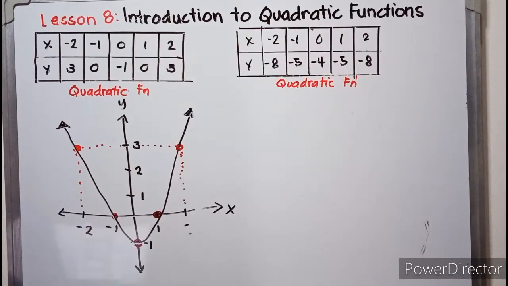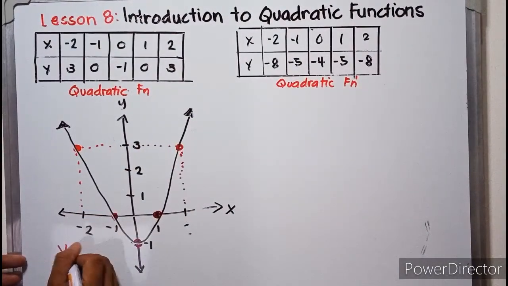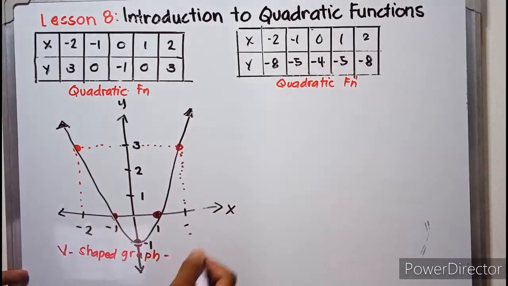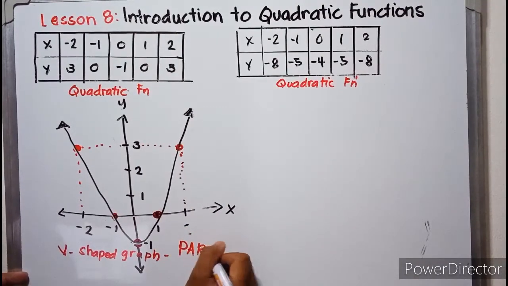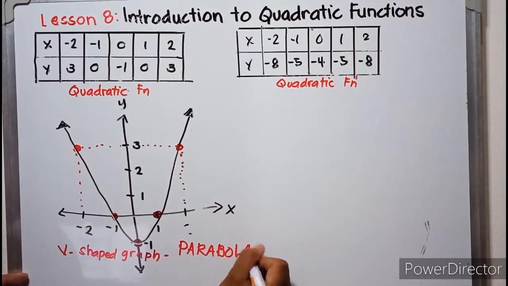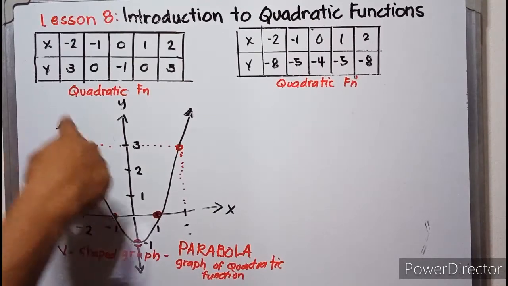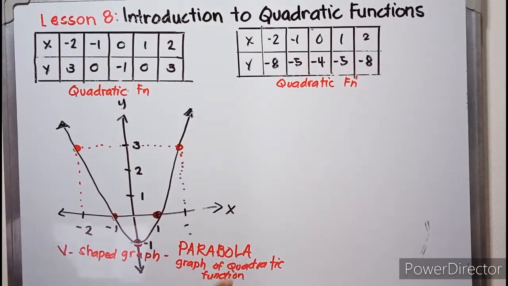Now, what can you notice in our graph? What shape of our graph do we have? So it is a V-shaped graph. Okay, if the shape of the graph is V in this manner, it is called parabola. Parabola is the graph of quadratic function. So, it is a V shape, okay? And the graph is called parabola.